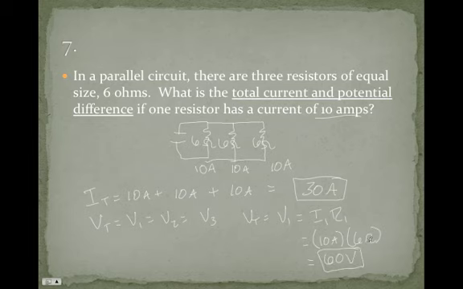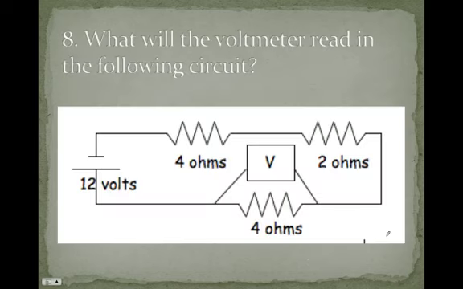Now, I could have calculated my total resistance, which is 1 over 6 plus 1 over 6 plus 1 over 6, which equals 3 over 6. Flip that. 6 over 3 gives me a total resistance of 2 ohms. Well, total resistance of 2 and a voltage of 60 volts would give me a total current of 30 amps. So I could have done this a couple different ways.